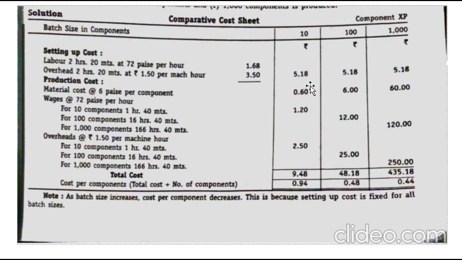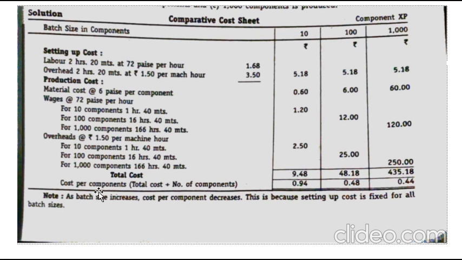So when you total up 5.18, 0.60, 1.20 and 2.50, you will be getting 9.48. Then for 100 components, when you total these figures, you will be getting 48.18. And for 1000 components, when you total up all your overheads, you will be getting 435.18. So this is your total expenses for producing these various components.